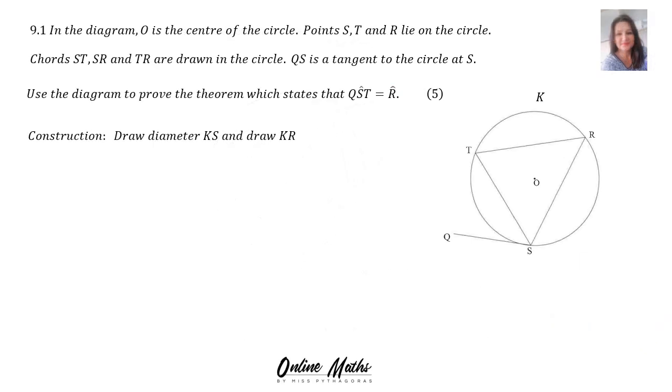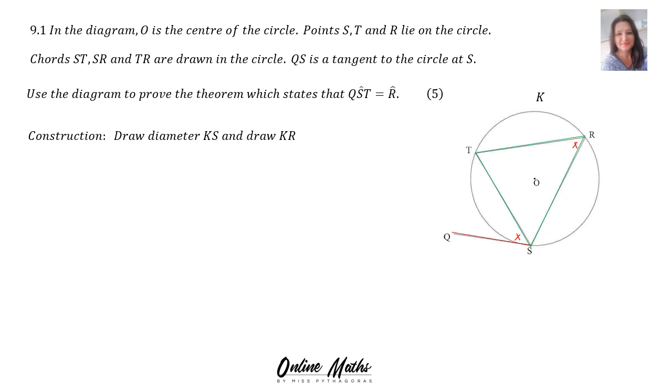9.1. In the diagram, O is the center of the circle. Points S, T, and R lie on the circle. Chords ST, SR, and TR are drawn in the circle. QS is a tangent to the circle at S. Use the diagram to prove the theorem which states that angle QST is equal to angle R. In other words, that angle 1 is equal to R.